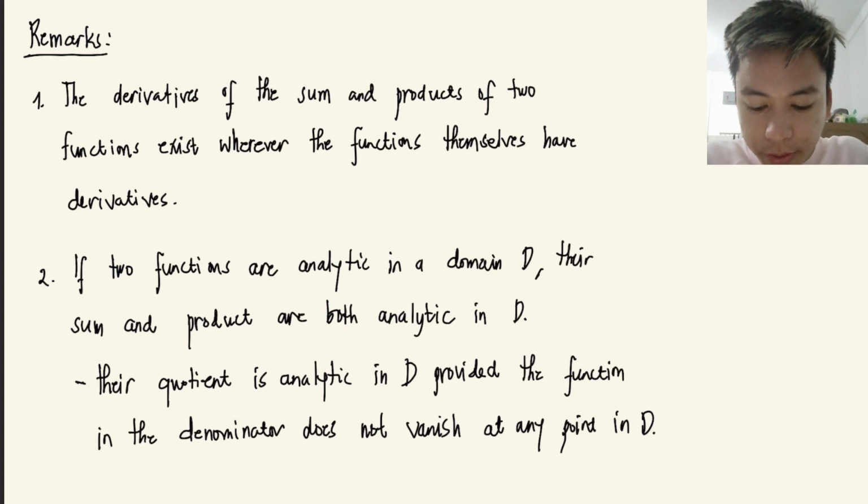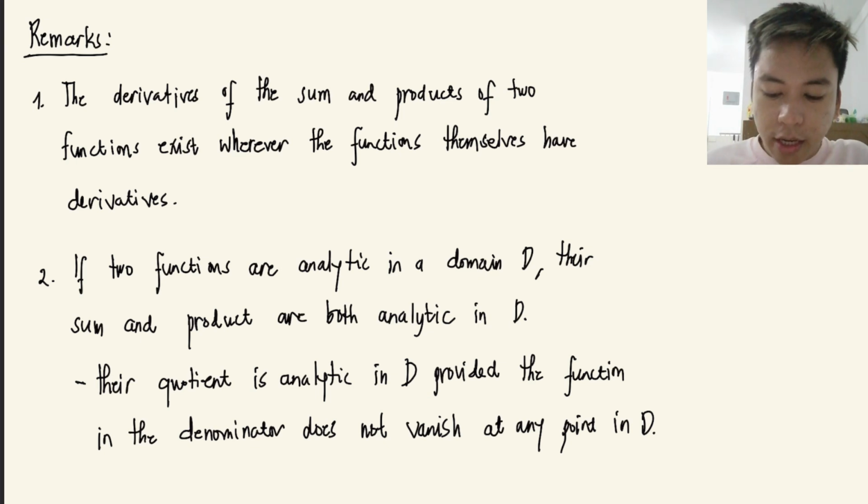Number two, if two functions are analytic in a domain D, then the sum and product are both analytic in D, and their quotient is analytic in D provided the function in the denominator does not vanish at any point in D. So, things to remember: if two functions are analytic, the product and the sum are also analytic. The quotient is also analytic provided that the function in the denominator does not vanish at any point. That's the message of these remarks.